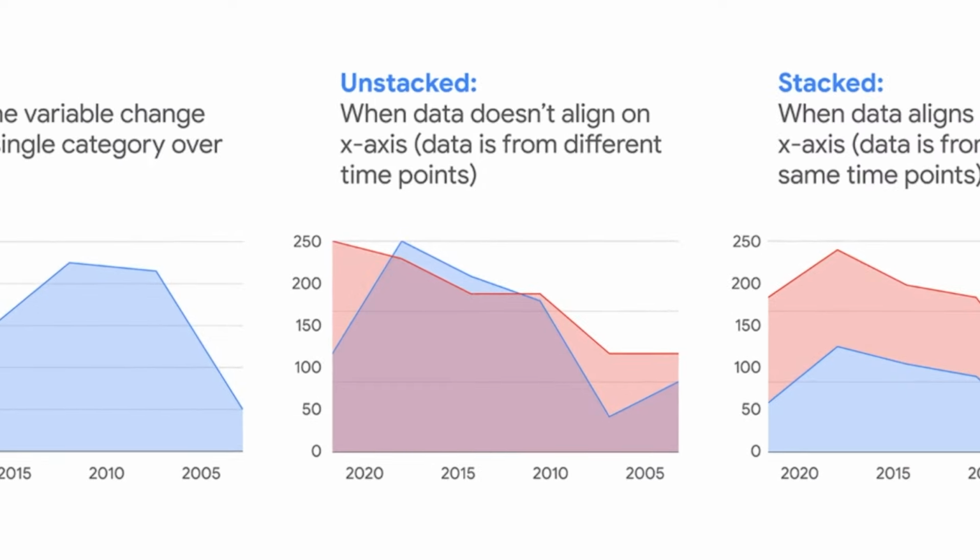The unstacked format of an area chart is unique because data points don't align on the x-axis, causing the areas to have a different shape. Unstacked area charts can result if measurements weren't collected on the same days, but you're still trying to show an overall trend.